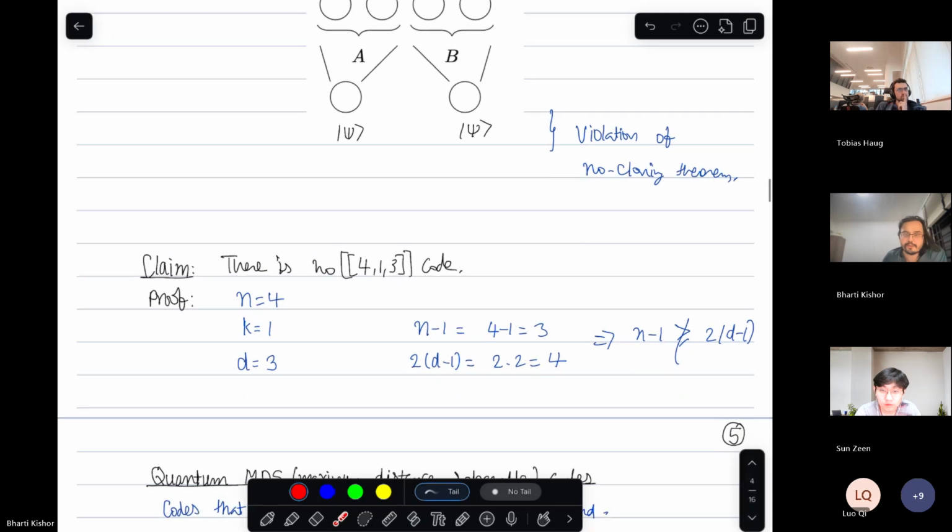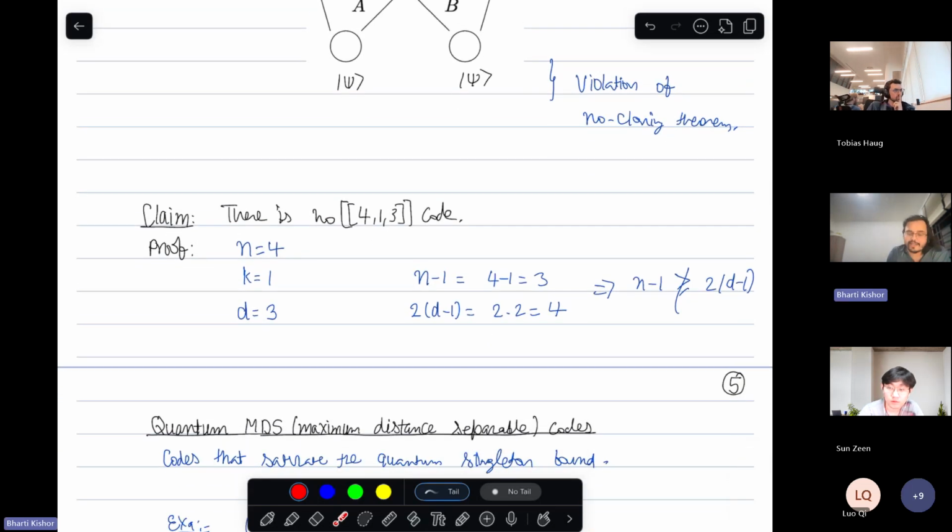Okay. No question. So then we can prove that there is no 413 code, because I can take n equal to 4, k equal to 1, d equal to 3. Now, what is n minus 1? n minus 1 is 4 minus 1, which is 3. 2 times d minus 1 is 2 times 3 minus 1, which is 2 times 2 equal to 4. This number should be greater than or equal to this number, but that is not the case. 3 is not greater than or equal to 4, which means there is no 413 code. So using a simple argument, we ruled out a certain code.